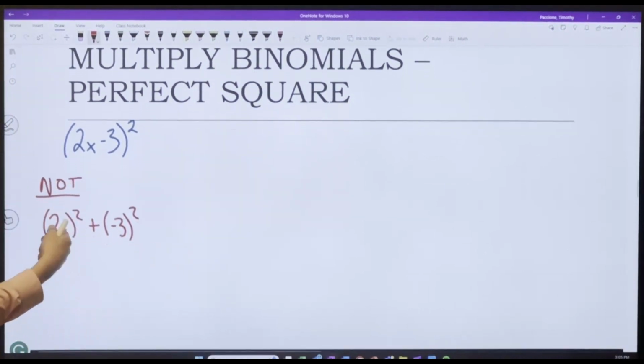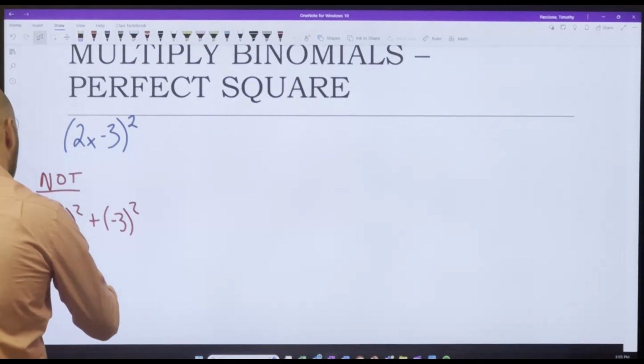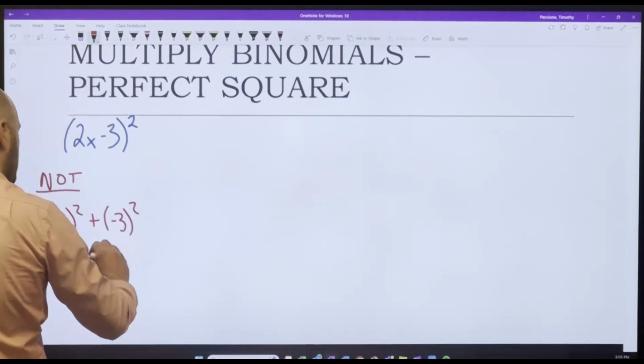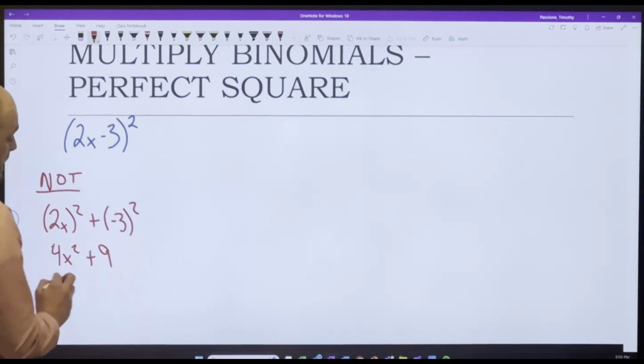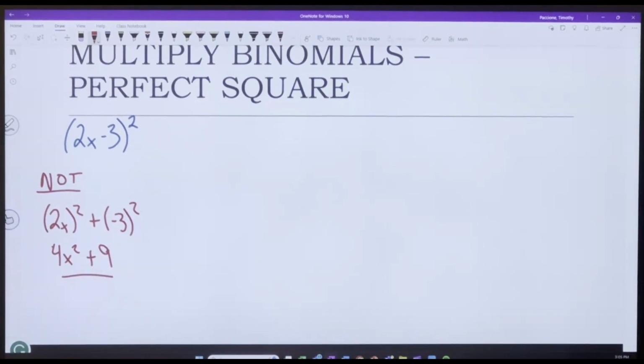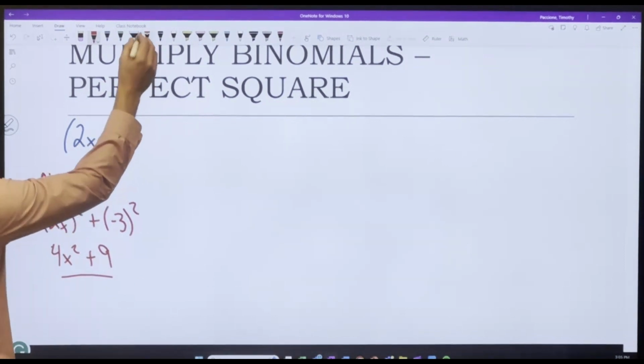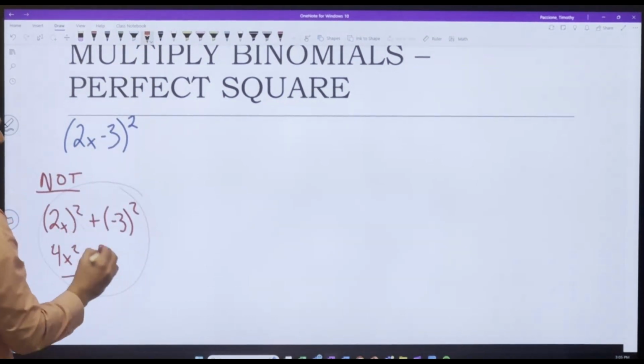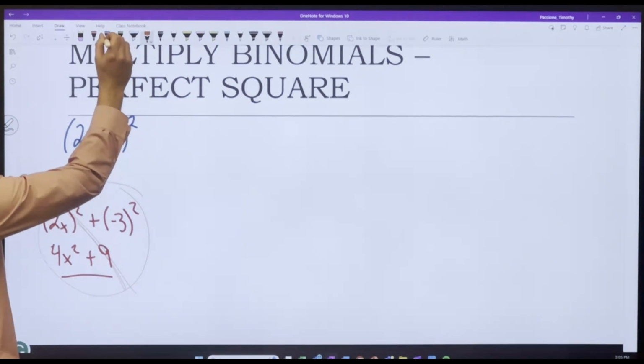What is 2x squared? This would be 4x squared, and this would be plus 9, right? So this is the answer we would get if we did it the wrong way. The wrong way. You want to be clear on that. So it's not this. Now, why is it not that?